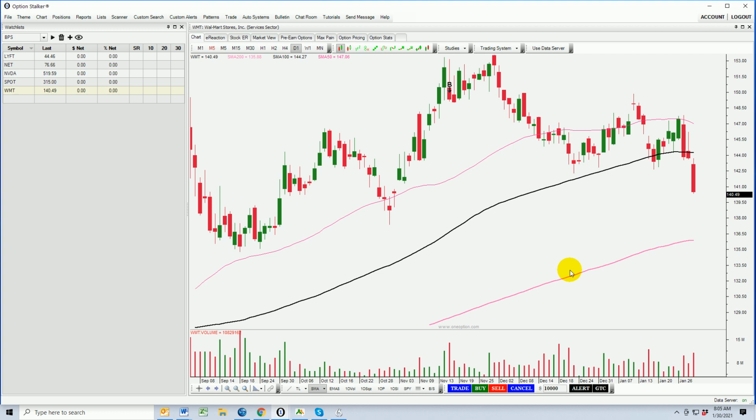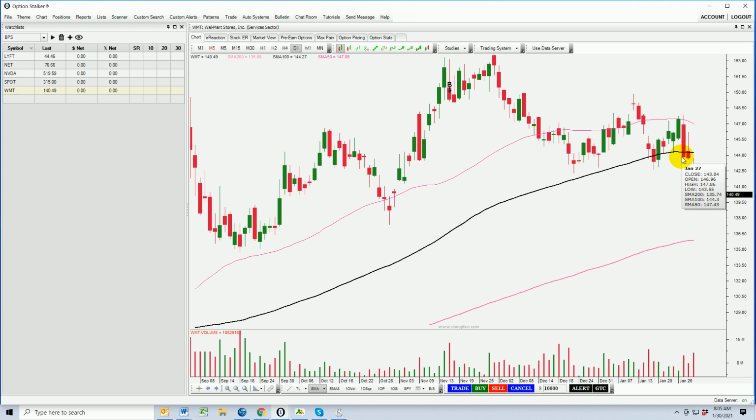And you can see that the 100-day moving average is right here. When I am day trading and swing trading, I always take a look at the daily chart first to get my bearings. Well, this close below the 100-day moving average was not good.